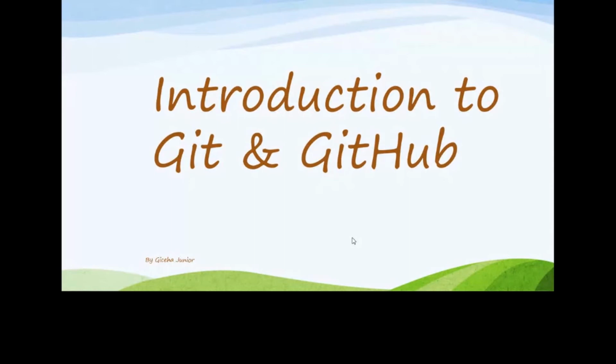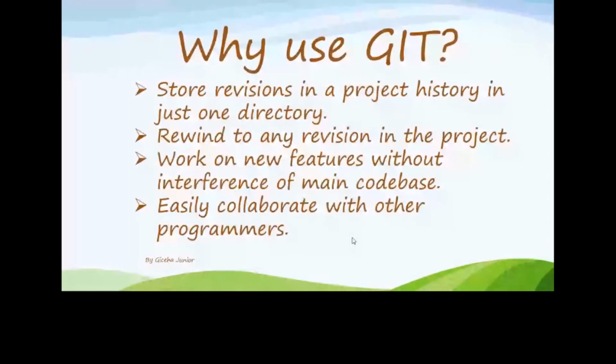So why use Git? As we have heard, Git is a tool that we use to control our versions. We store revision history in Git, then you can rewind to any revision in the project. You can get back to the initial version of your application and try to revise your progress.